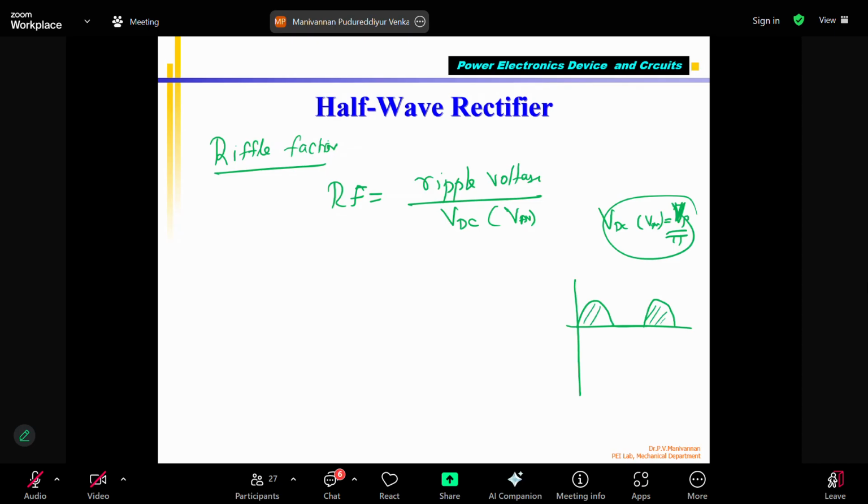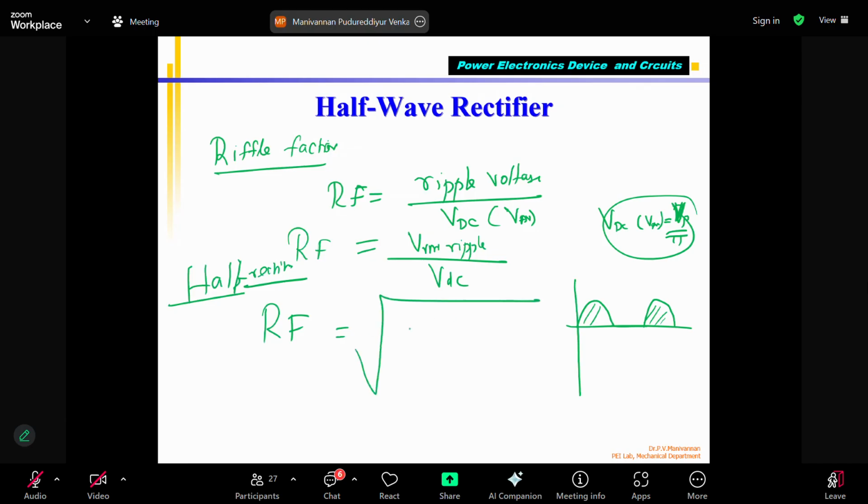Okay, please note down. So how will you calculate? The ripple factor can be calculated using VRMS of ripple voltage divided by VDC. Next class, I will give some examples, then you will understand. So the ripple factor can be calculated using this formula. Okay. For half-wave rectifier, note down this formula. This is what I want. Half-wave rectifier, the ripple factor RF equal to root of (IRMS divided by IDC) whole square minus 1.